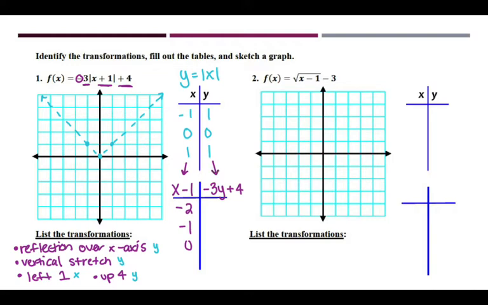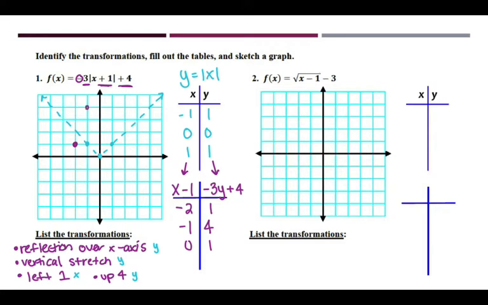So let's go ahead and figure out what those values are. -3 times 1 plus 4 is 1. -3 times 0 plus 4 is 4. -3 times 1 plus 4 is 1 again. Okay, so let's see what these points end up looking like on the graph. So -2, 1 is over here.